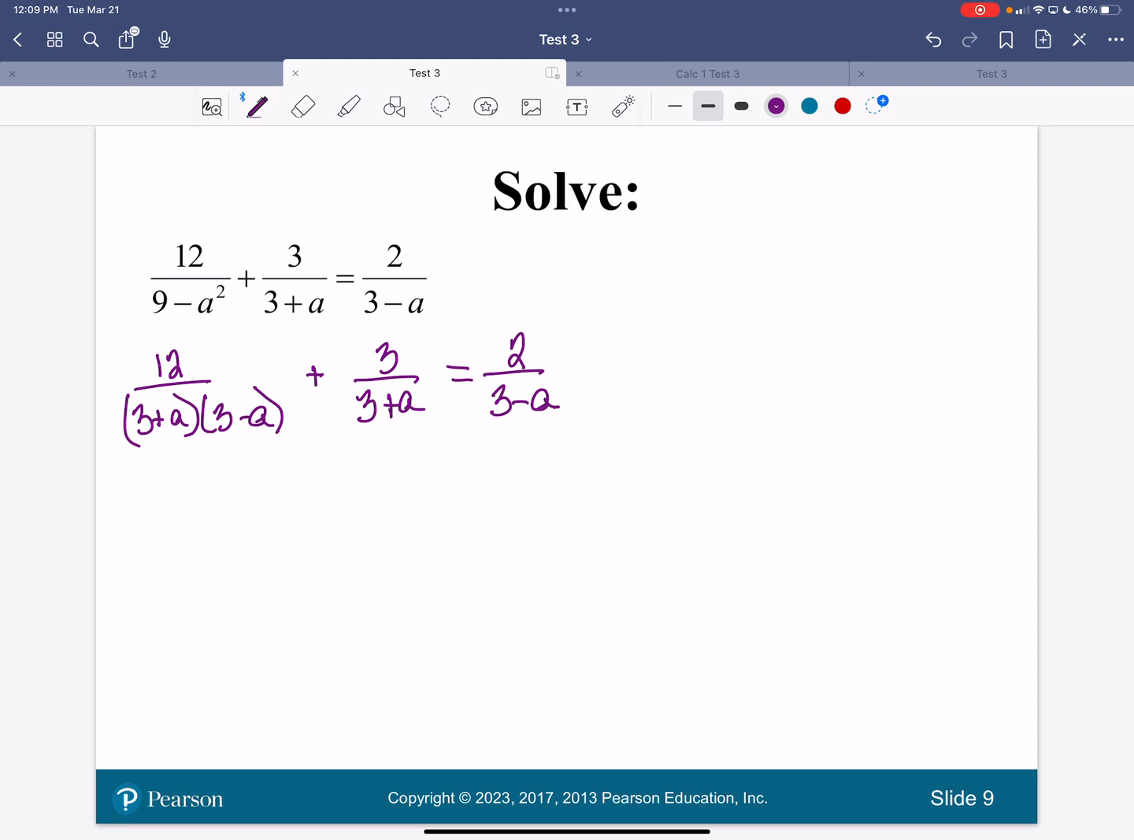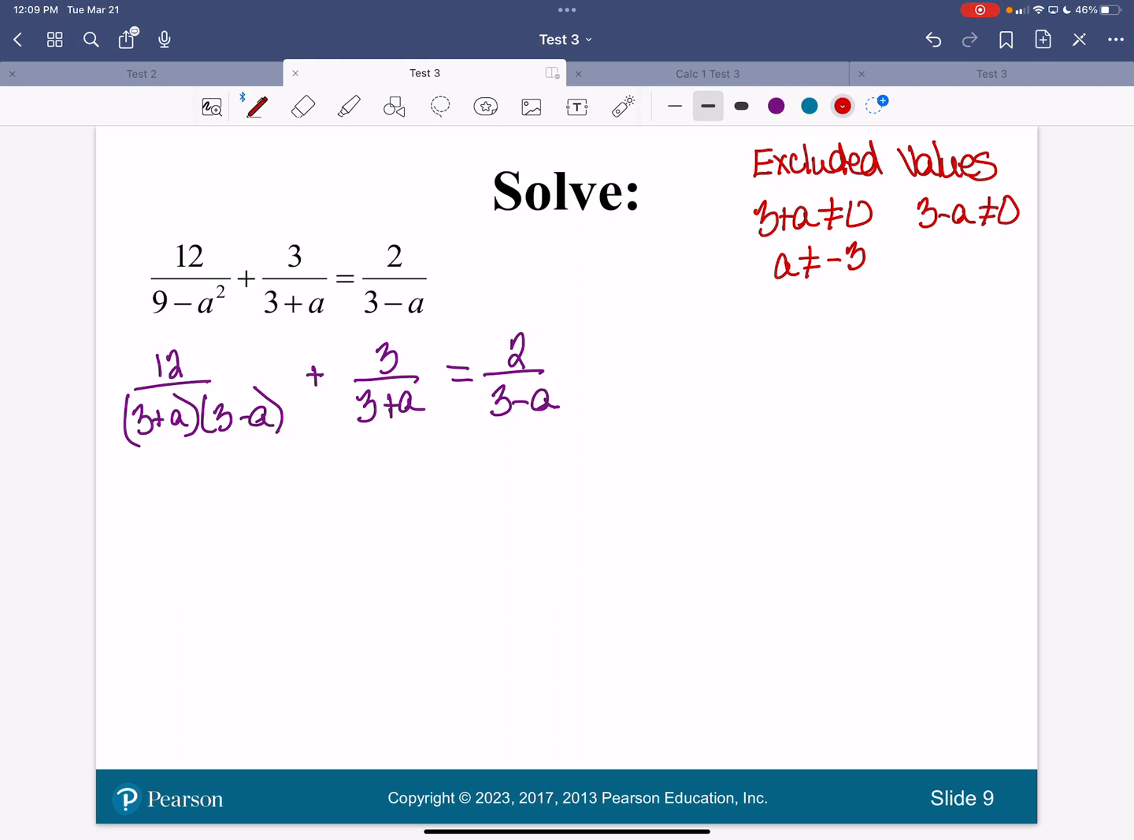Okay, now I need to talk about excluded values. None of my denominators can equal 0. So the first thing I'm going to do is deal with these two right here. For excluded values, I'm going to have 3 plus a cannot be 0, and 3 minus a cannot be 0. So I subtract 3 from both sides, and I get that a cannot be -3.